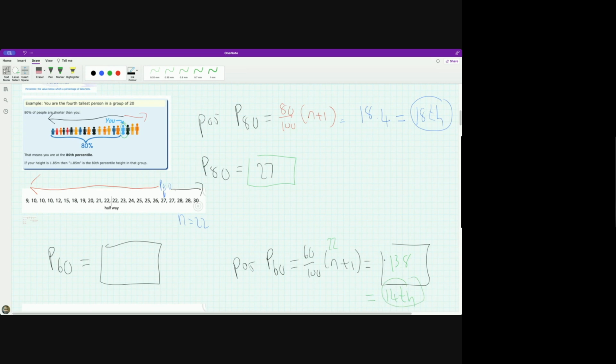So what is the value of P60 going to be? Well, I'm going to count, and I remember halfway is 11. So if halfway is 11, then that's 12, 13, 14. Well, the 60th percentile is going to be the value 24.